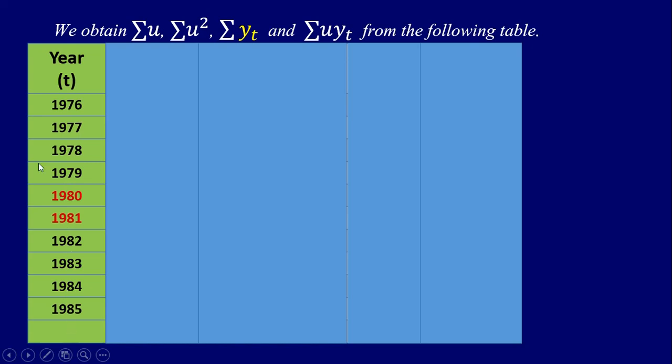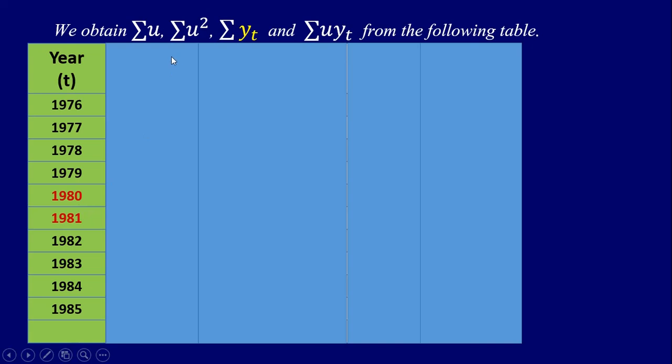Now if we find the middle values, we get two middle values, since the number of observations is 10. Instead of one we get two middle values, 1980 and 1981. We have to take the mean of these two values: 1980 plus 1981 upon 2, we get 1980.5.